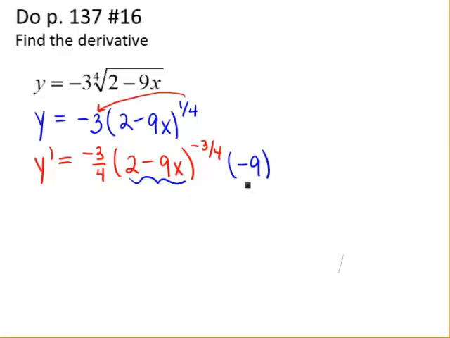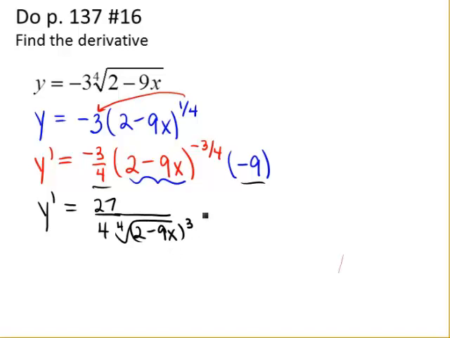That is the chain rule in itself. So I brought the number out front, rewrote it, lowered by 1, take the derivative of what's inside. Last thing I'm going to do is simplify this very quickly. I'm actually going to end up getting, when I multiply the 3/4 and the 9 together, a positive 27/4. And then I have the 4th root of 2 minus 9x cubed on the bottom.